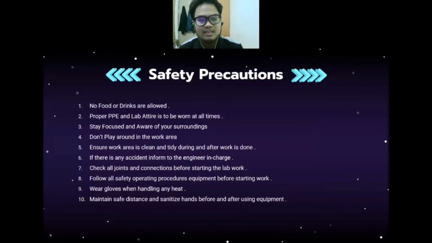Number 6 is if there is any accident, inform the engineer in charge. Number 7 is check all joints and connections before starting the lab work. Number 8 is follow all safety operating procedures for equipment before starting work. Number 9 is wear gloves when handling any heat. Number 10 is maintain a safe distance and sanitize hands before and after using equipment.